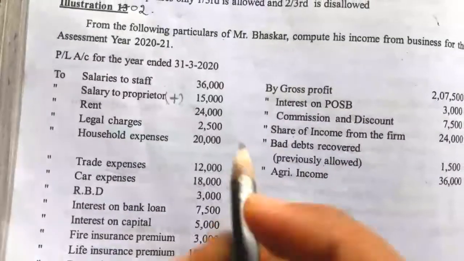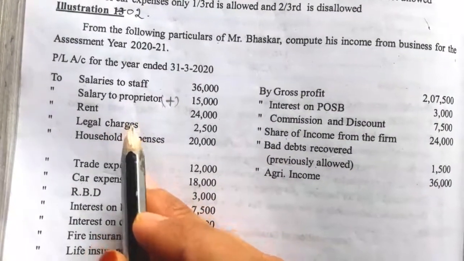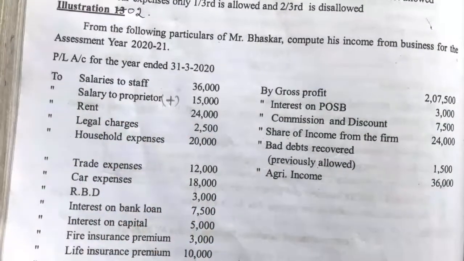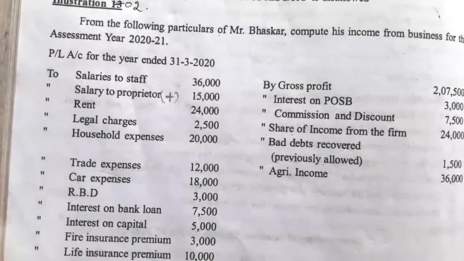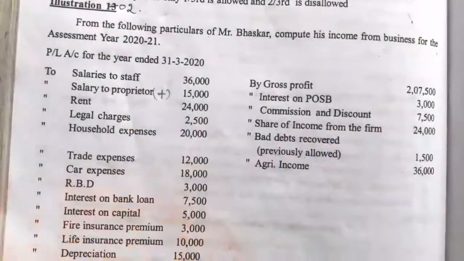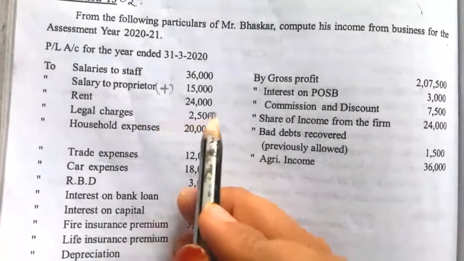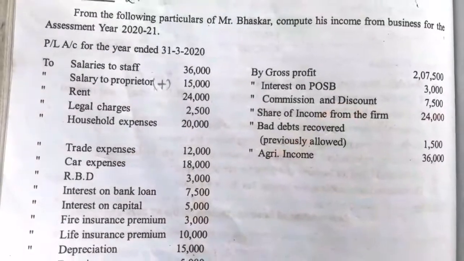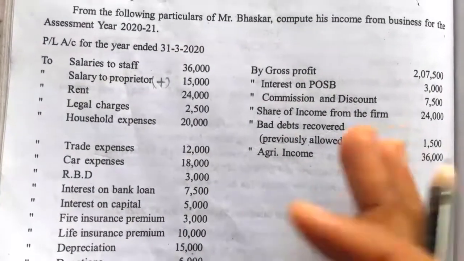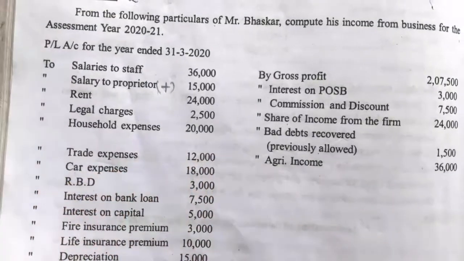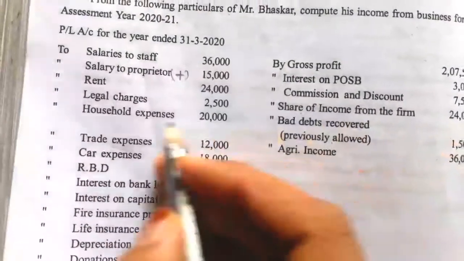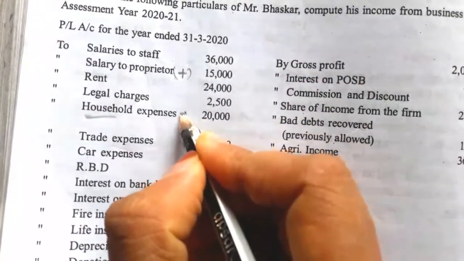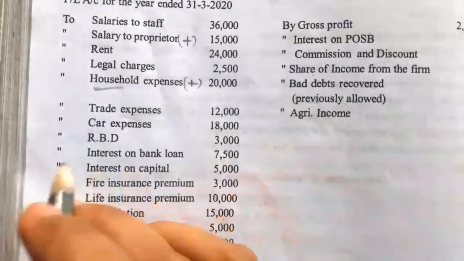Then rent. Rent is actually allowed, but we have to check any adjustment relating to rent. If the rent is paid for residential purpose, then it is disallowed. Then legal charges. If they are in connection with business, they are allowed. If they are connected with a personal purpose, then they are disallowed. So we have to see the adjustment for rent and legal charges. Next, household expenses. Household expenses are personal expenses, so they are disallowed and we have to add them to the net profit.